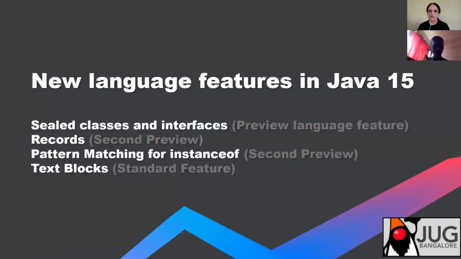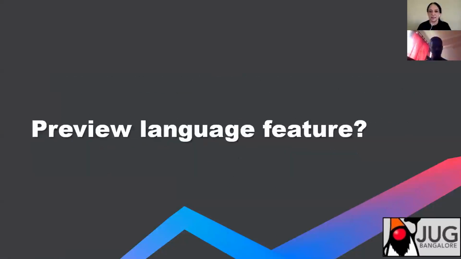So let me talk a little bit about that, and then I'll go and live code all these features. So what is a preview language feature? It is not an incomplete feature or something which is half-baked. A preview language feature is a complete language feature which has been implemented to the best it can be.